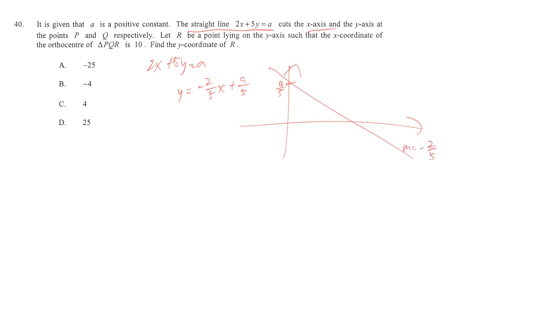And then they say cut the x-axis at point P, so this is P. Cut the y-axis at point Q, this is Q. And then let R be a point lying on the y-axis, so R may be somewhere here, maybe somewhere here, we are not sure. And then such that the x-coordinate of the orthocenter. So that's the key point. We just brainstorm something, and now I'm going to draw a more precise diagram.